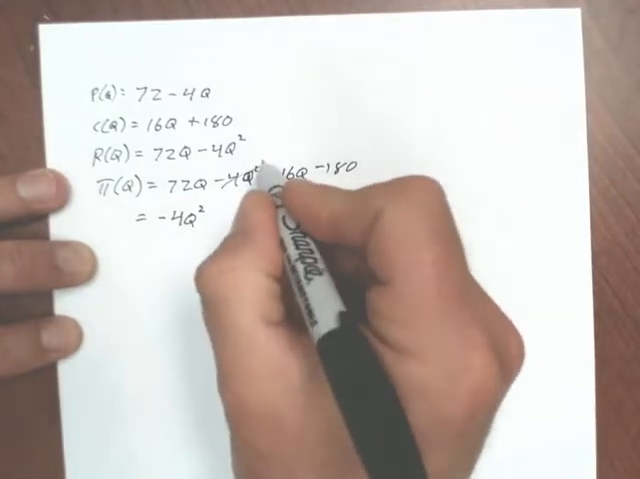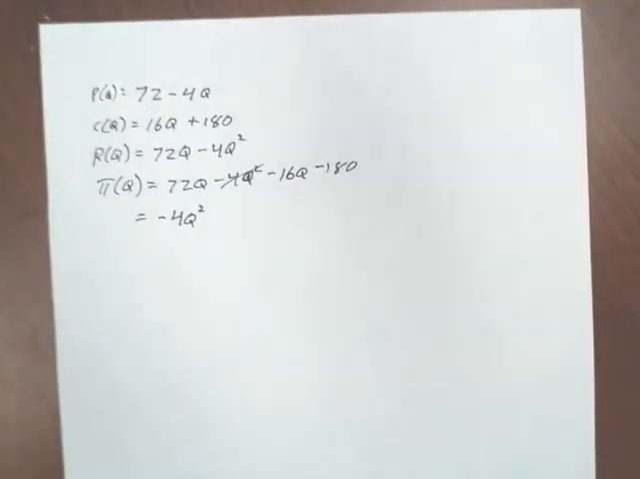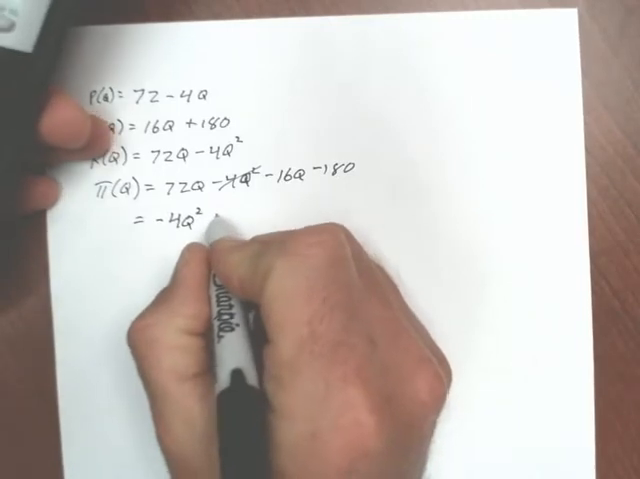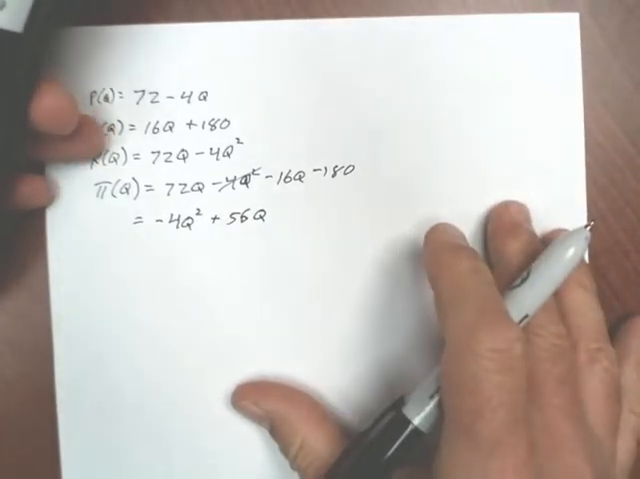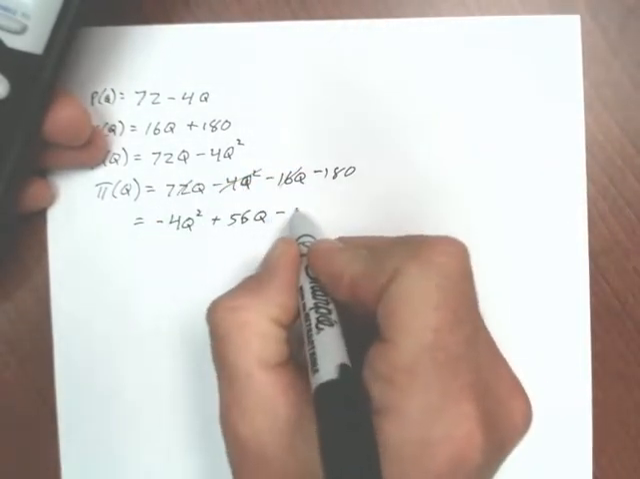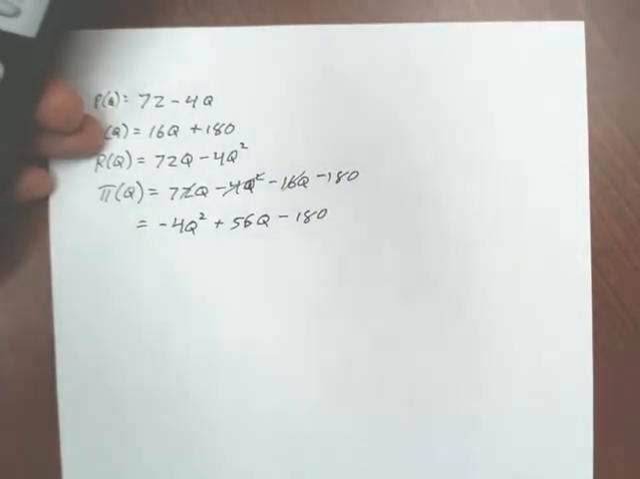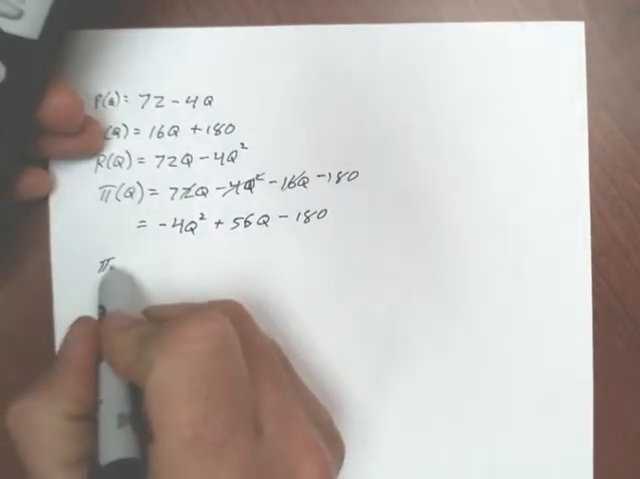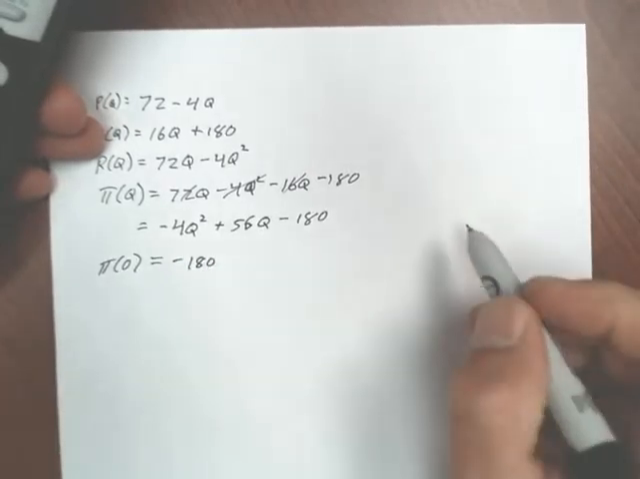That gives us negative 4Q squared. 72 minus 16 is 56, so plus 56Q. It takes care of that and that, minus 180. So that's my profit function. Now I'm going to solve for pi of 0. Pi of 0 is negative 180.